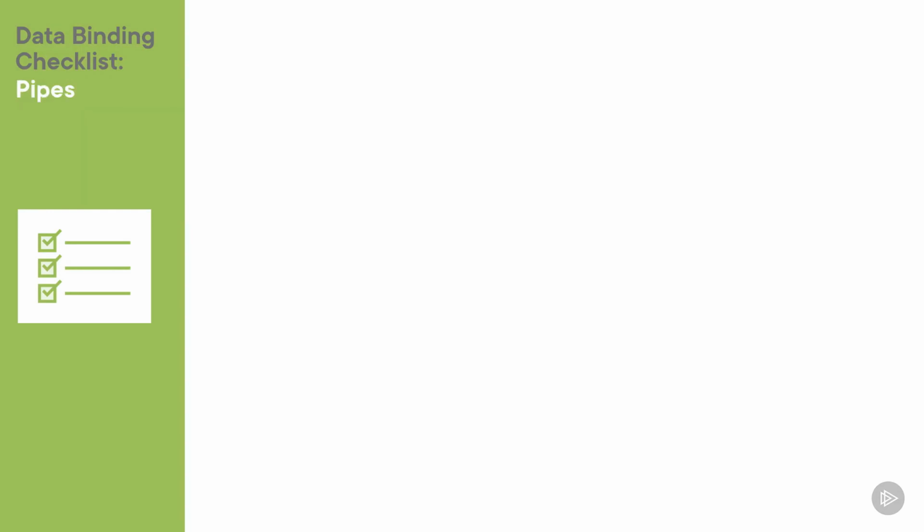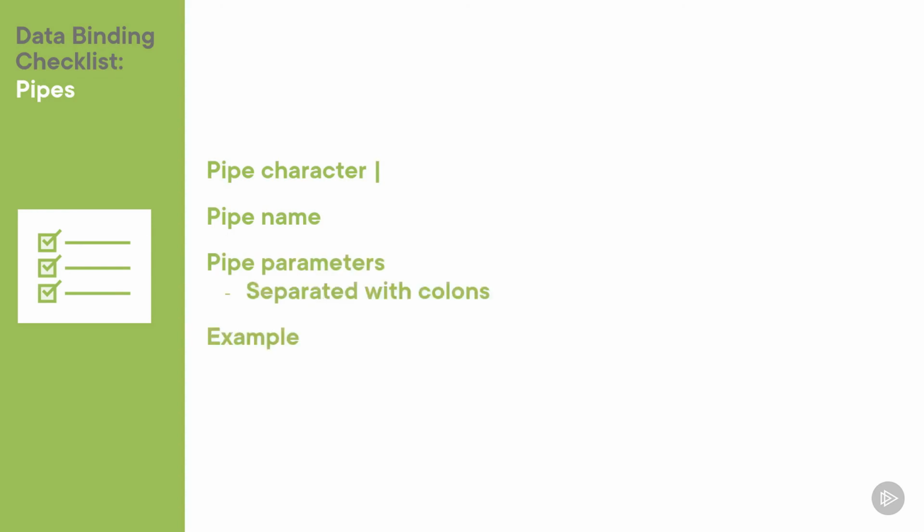The data we have in our component may not be in the format we want for display. We can use a pipe in a template to transform that data to a more user-friendly format. To use a pipe, specify the pipe character, the name of the pipe, and any pipe parameters, separated with colons. Here is an example of the currency pipe with 3 parameters.